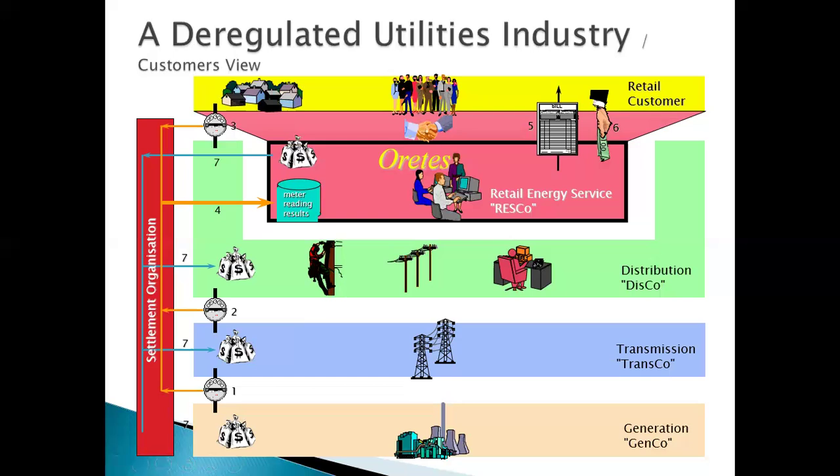Now, before that, this energy will come from the generation unit. The generation unit generates the energy and gives it to the transmission network.